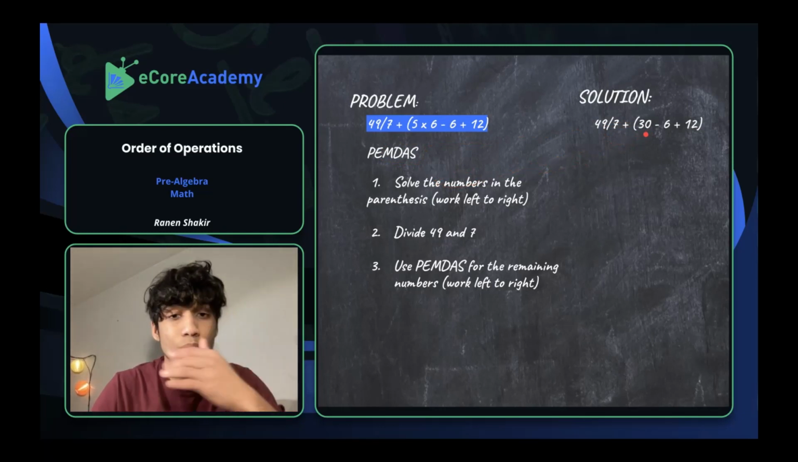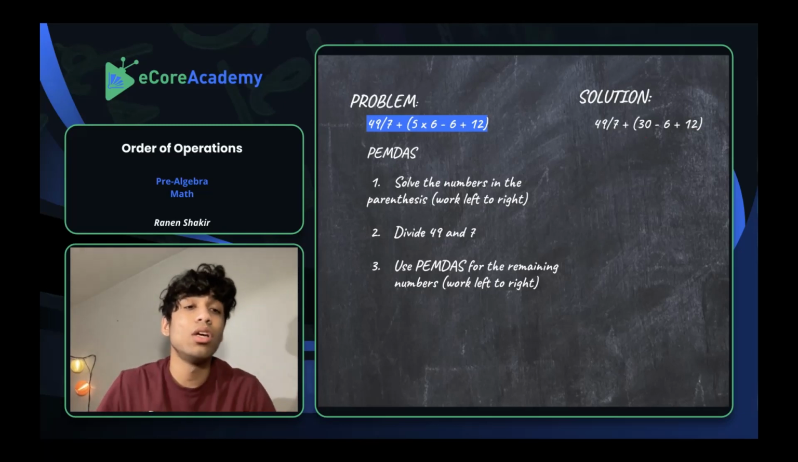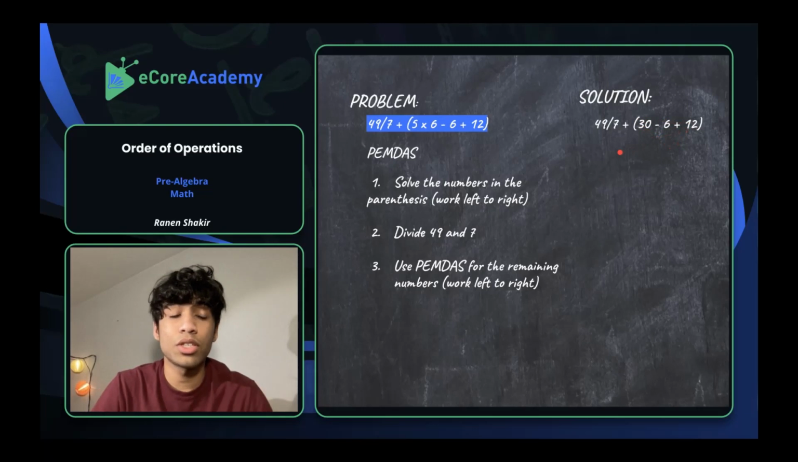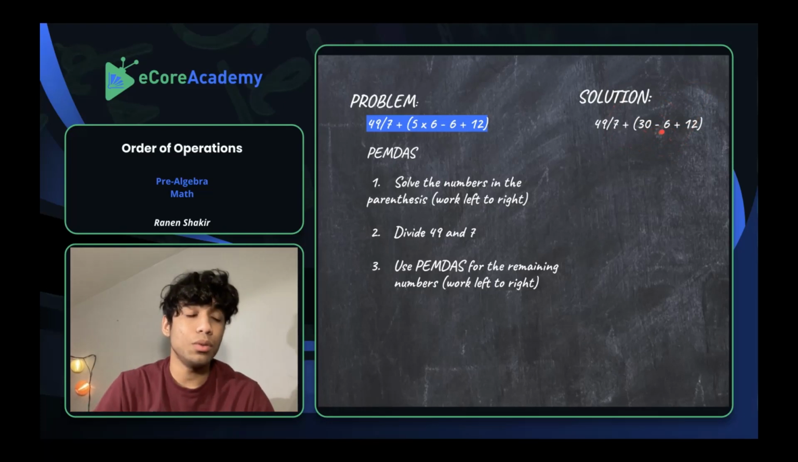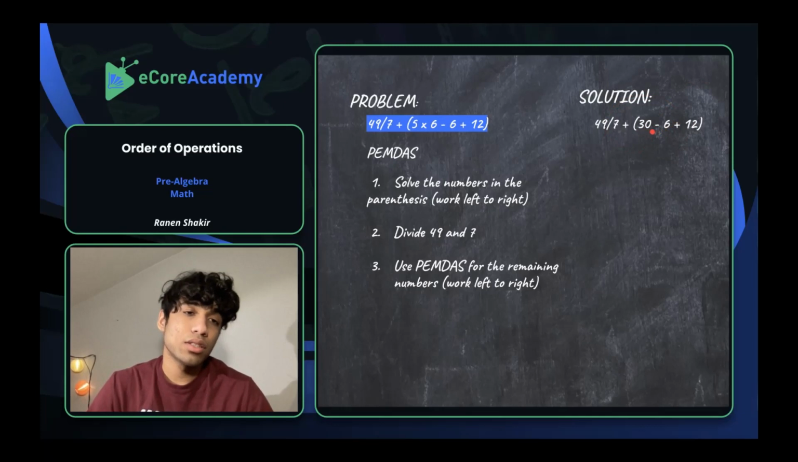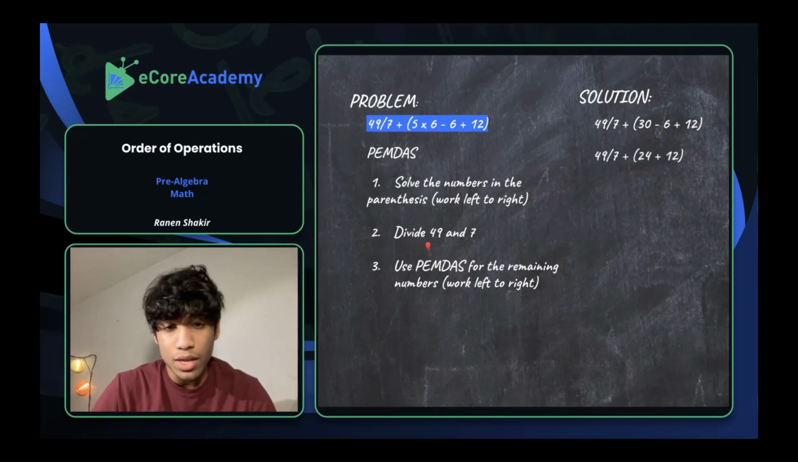In this instance, in the parentheses, it's only addition and subtraction. So you just subtract first and then add. Like I said, addition, subtraction, multiplication, division are interchangeable when you're doing left to right. So in this instance, 30 minus 6, you're going to get 24. And then the next thing is to add 24 and 12.